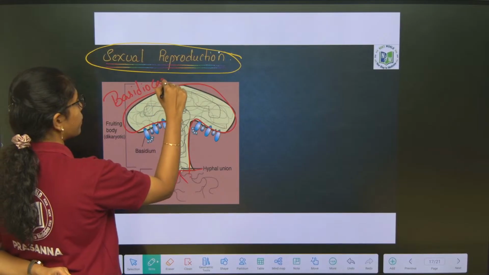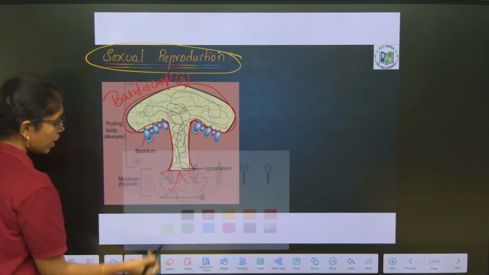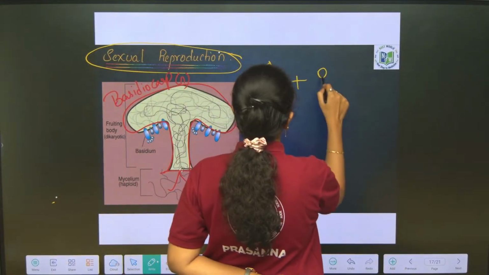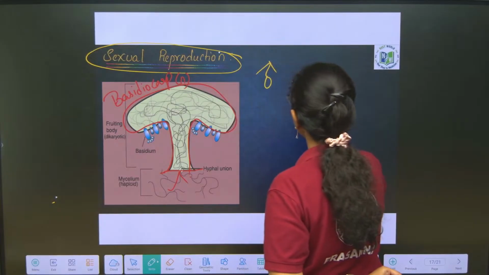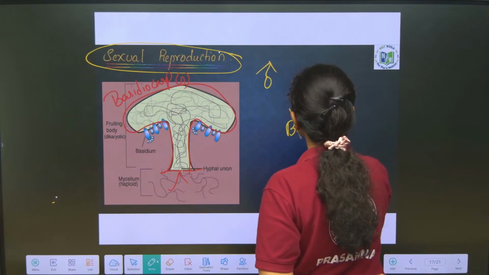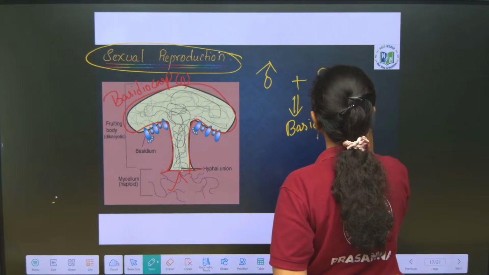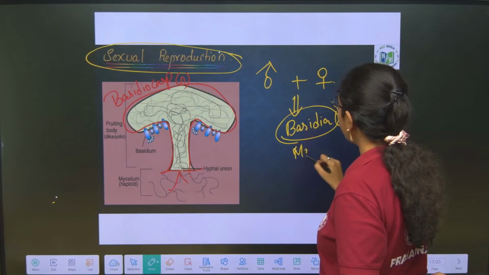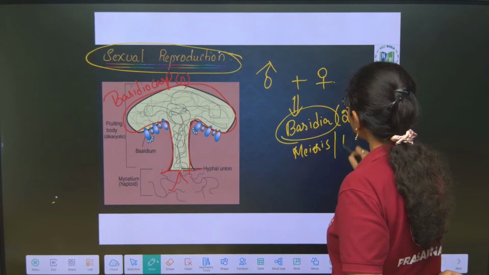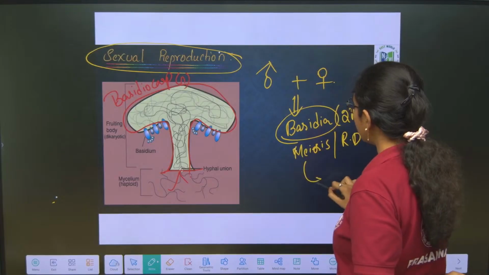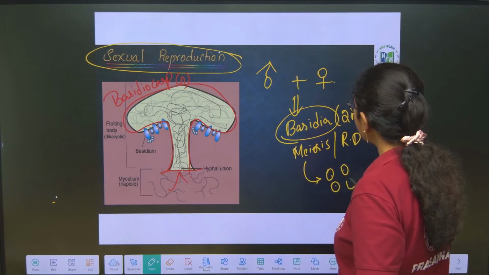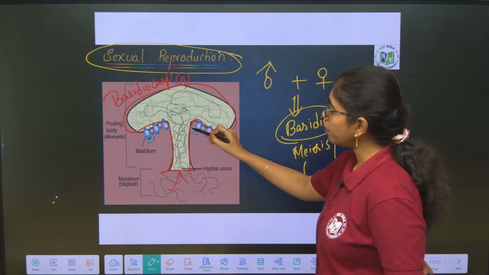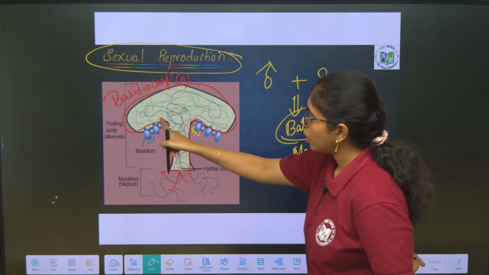Basidiocarp, which is haploid. Here inside the basidiocarp, fusion takes place between male and female gametes, and after that this results in the formation of basidia. Okay, this basidia is diploid. This will be the site of meiosis, or reductional division, and this results in the formation of 4 spores. Spores will be released out, and basidiospores will be released exogenously like this over the fruiting bodies.